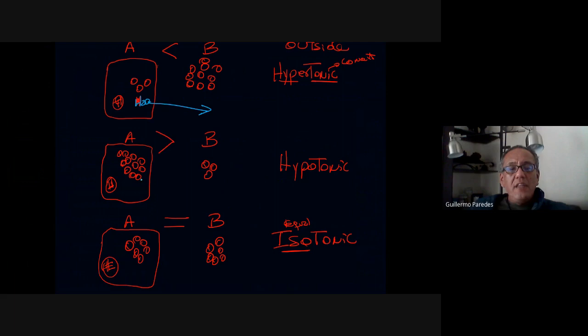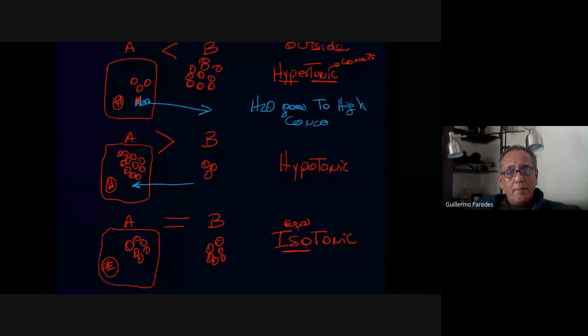Here in this case, we need to dilute, so water is going to come inside the cell in order to obtain equal concentration. Remember the sugar and the tea. And here, water is not coming in or out. Why? Because it's already equal concentration. You don't need to have any exchange of water. Conclusion, remember this: water goes to higher concentration. That's it.